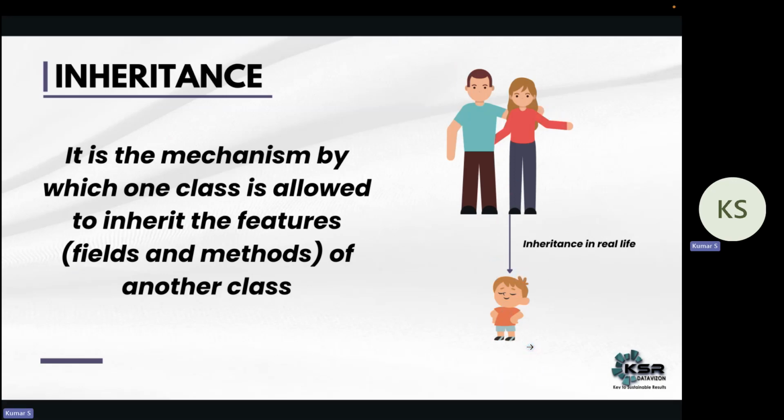Okay? So similarly, in world of object-oriented programming language, you can inherit methods and attributes of a class from another class. Okay, let's see the definition. It is the mechanism by which one class is allowed to inherit the features of another class, fields and methods. What are we inheriting? Fields and methods. Let's see an example to understand.